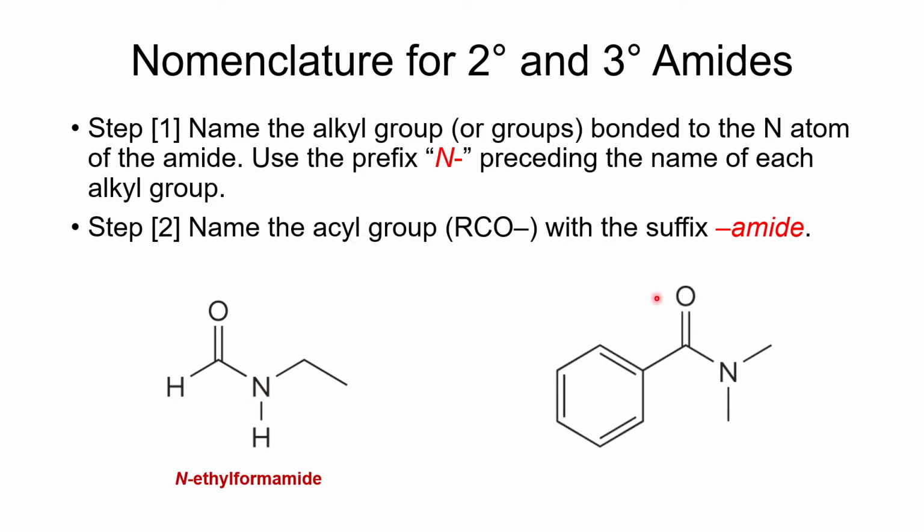All right. So here we've got a benzoic acid derivative. So this is benzamide, and we have two methyls on there, and those two methyls are going to be N,N. We do need to indicate because there are two, so we'll need to put two N's there. So N,N-dimethyl benzamide.